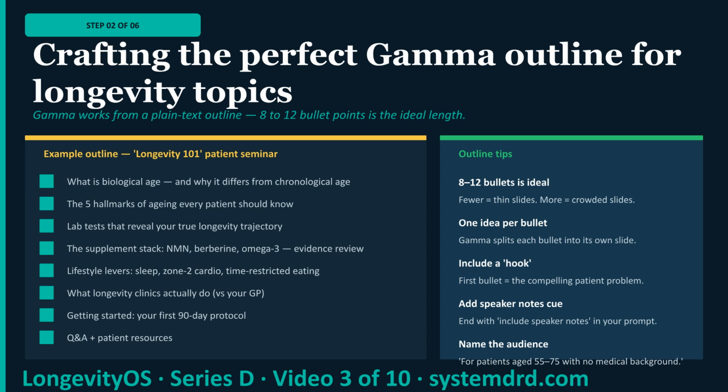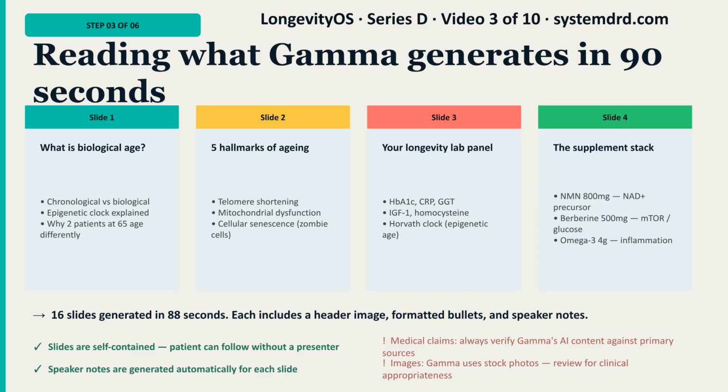The second step is crafting your outline. An outline of 8 to 12 bullet points is ideal, with each point representing one idea or slide. Start with a hook, a compelling patient problem, and remember to include a cue to add speaker notes and specify your audience. Step 3 is generating the deck.